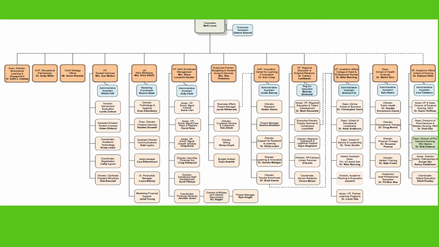Below Dr. Lucas, we have our next level known as the Executive Council, each of which has a unique role to play in the leadership and or departments that they are in charge of. Now, if you'll notice, some of these have these dotted line reporting relationships. These represent employees who answer to more than one member of the Executive Council.